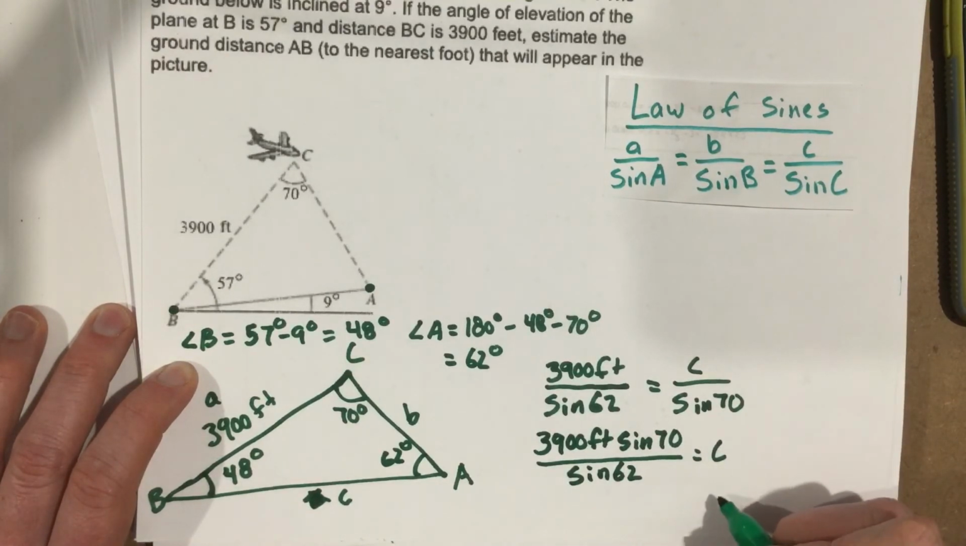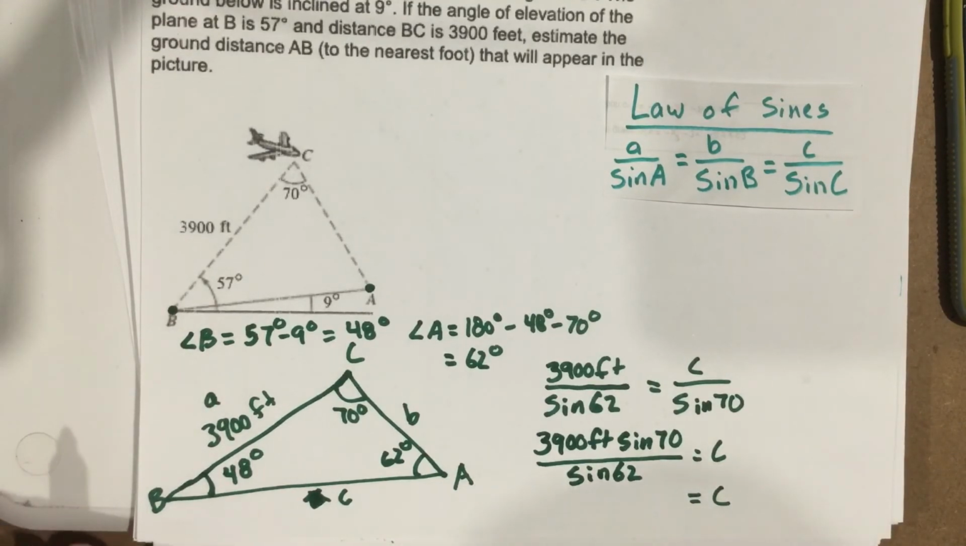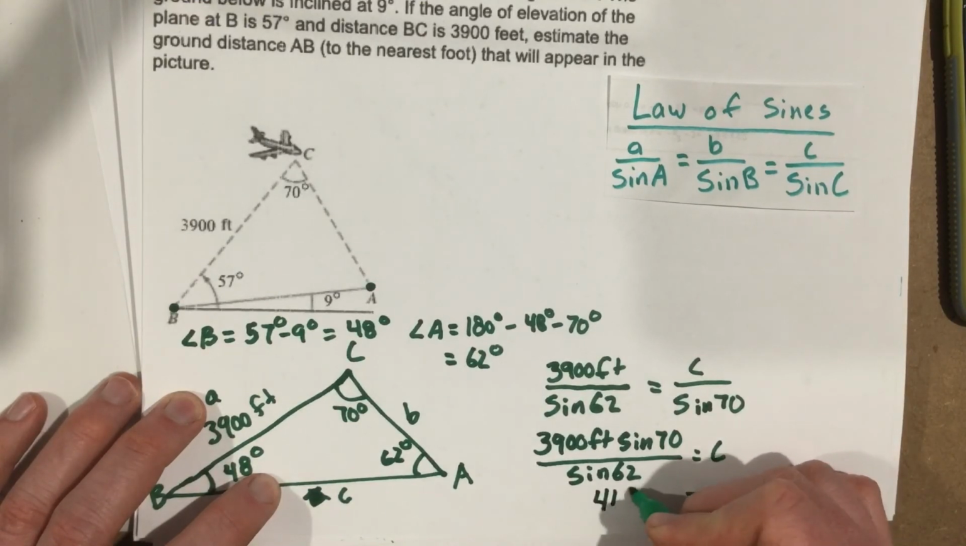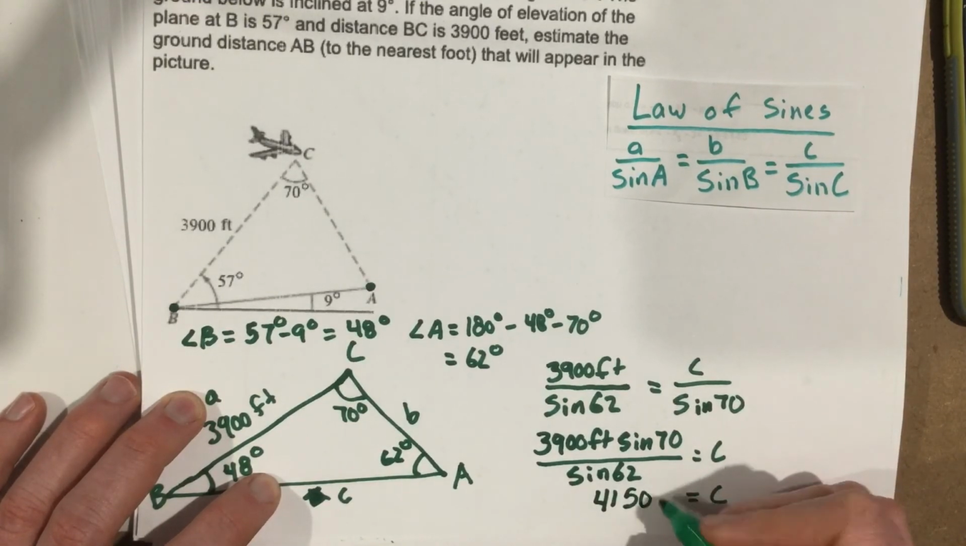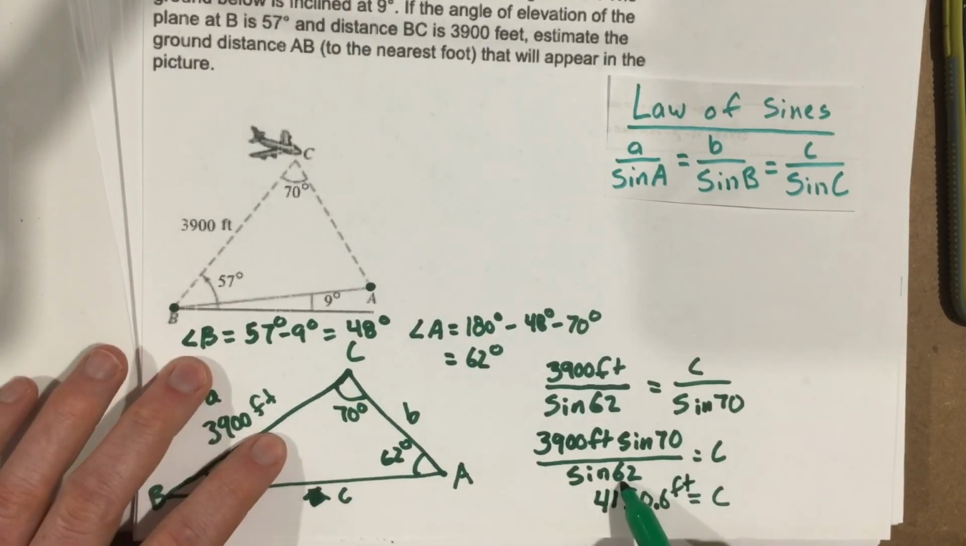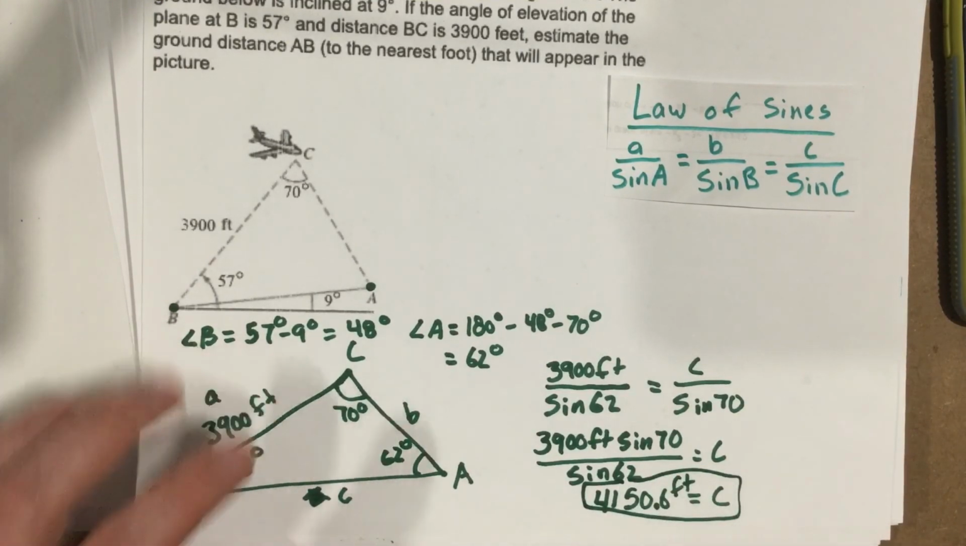Let's plug that in the calculator. And I get 3,900 sine 70 divided by sine 62. I get an answer of 4,150.6 feet. Now I think in my math lab they want you to round that to the nearest whole number, so we'd have 4,151. And that's the answer to this problem.